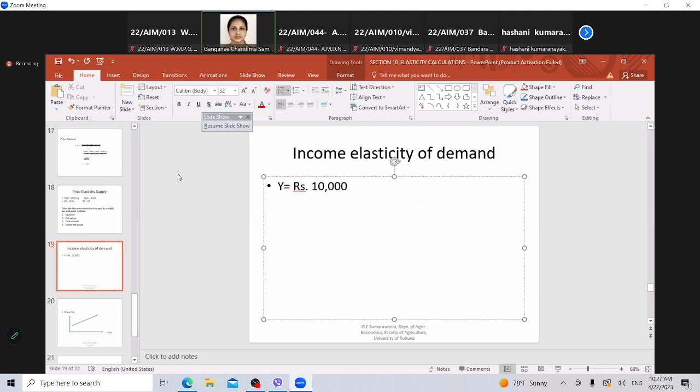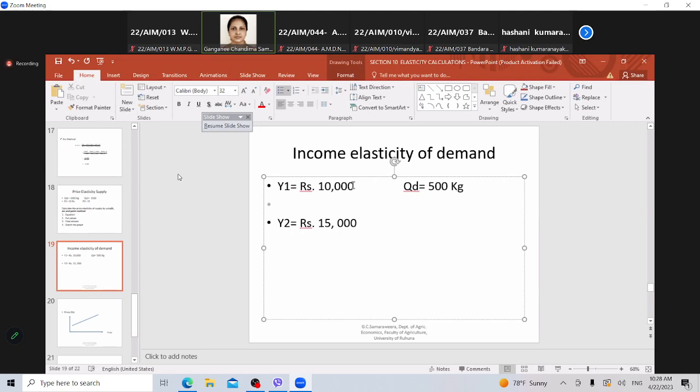Y1 and Y2, let's say rupees 15,000 income increase. Let's say this is a normal good. What should be the quantity demanded with the income? Let's say the first quantity demanded is 500, let's say kilograms, any product.